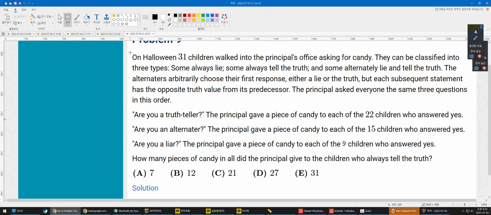Actually, this problem appeared in AMC 10 also, but let's see it once again.